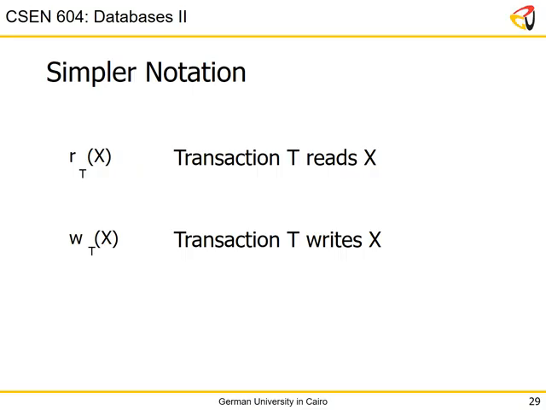So to understand this notion of conflicting steps, I'm going to introduce a notation just to speed up the writing of the steps of reads and writes. R T X means transaction T reads X. W T X means transaction T is writing X.